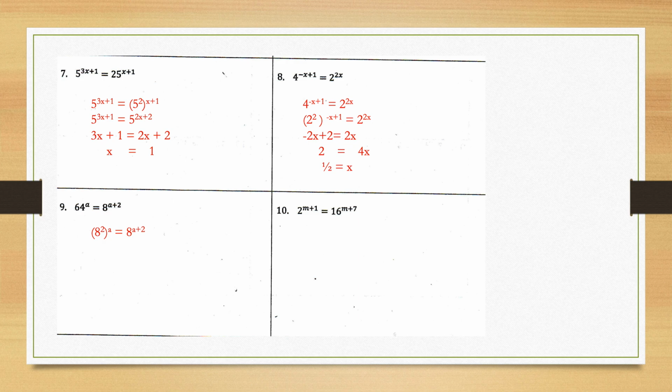Okay, so 8 to the a is 8 to the 2a equals 8 to the a plus 2. Once you've got 8 as the common base, make the exponents equal. A equals 2.